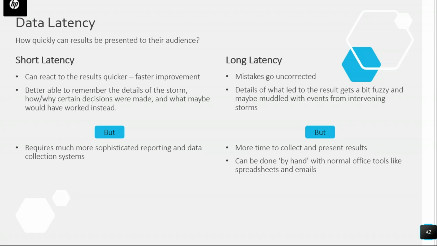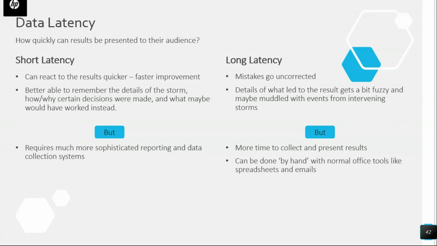Another thing to think about when you're presenting data is its latency, which is basically how long it takes for the result of your analysis to be presented to them, or to the people that will ultimately make some kind of a decision. And you have short latency and long latency and everything in between. But the benefit of short latency is that you can react. You get the result, it comes to you quick right after the event occurred. Your improvement can be very fast because you can start making improvements from the very first storms of the season.